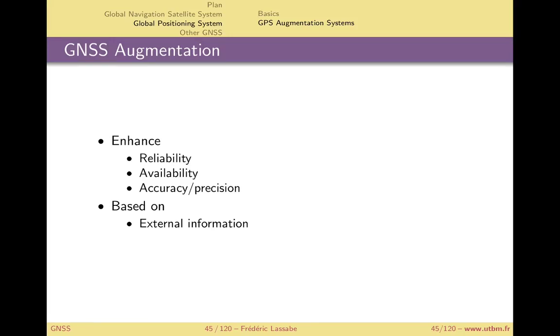So GNSS augmentation is used to enhance reliability, availability, and accuracy or precision, or both, of the GPS or any other GNSS system based on external information.